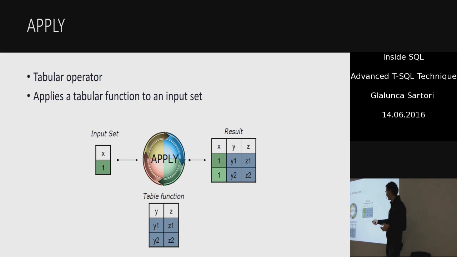So you have your input set, you invoke the apply tabular function, and what is returned by the function is applied to the input set. So in this case, we have 2 rows and 2 columns. To apply to a single row, single column, this becomes a set of 2 rows and 3 columns. So pretty easy.